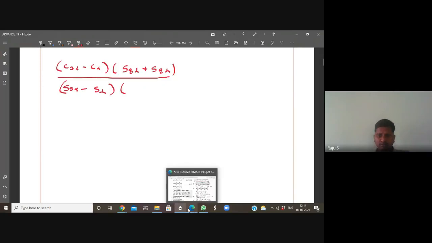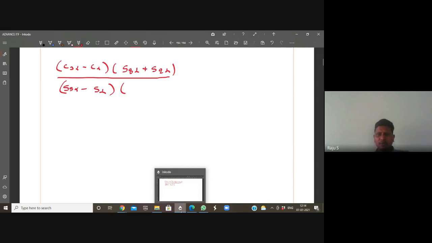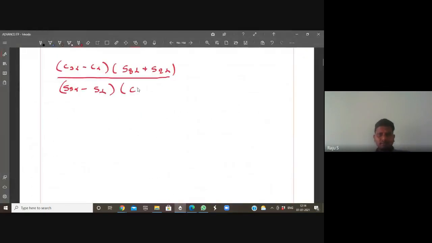Taking minus common, step for that goes to be. Yes, minus common, that only. When I take minus common here, cos 6 alpha, cos 4 alpha, that's all. I'm taking minus common in numerator and denominator, then it gets cancelled. Now apply here. What about this?